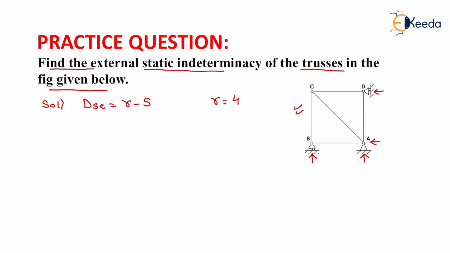4. Now what is the total number of equilibrium conditions here? The equilibrium conditions will always remain equal to 3 in the case of a truss. So if we put the values of R and S here, then the external static indeterminacy comes out to be 1. Now we have determined the external static indeterminacy of this truss, which is equal to 1.